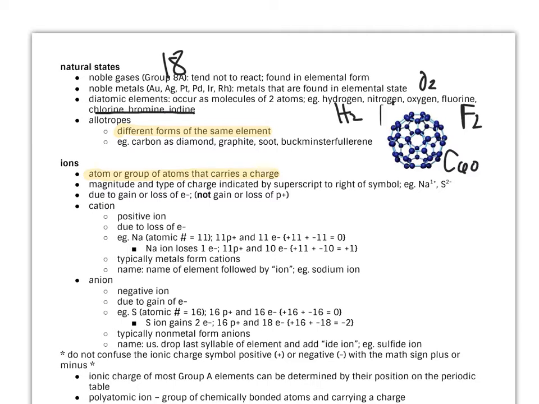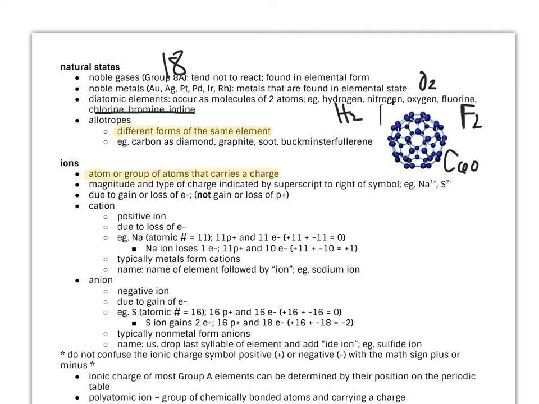So it could be a single atom, it could be a group of atoms that is going to carry a charge. And the magnitude and type of charge is going to be indicated by a superscript, so above, to the right of the symbol. For example, Na plus or 1 plus, and then sulfur 2 negative.